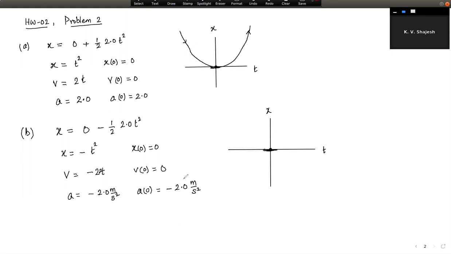But another way of seeing that is to go back to the position function. For very large t, it is the highest power that will dominate. So it is t square, which is a positive quantity, but with a negative sign. This is going to go this way.